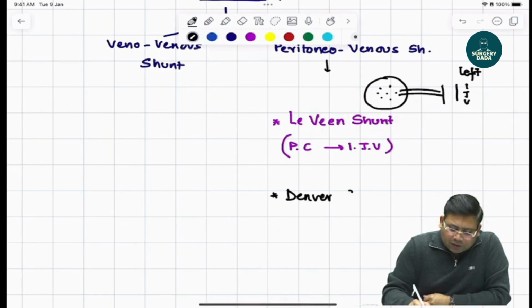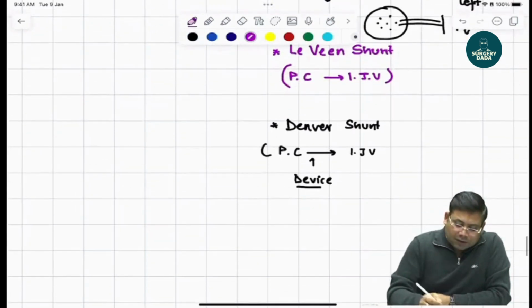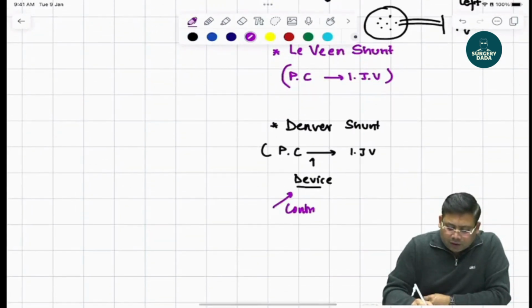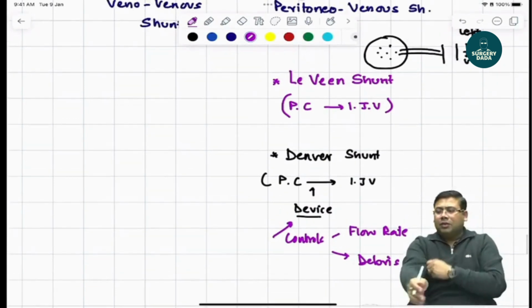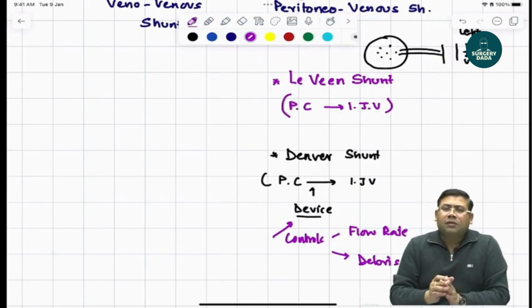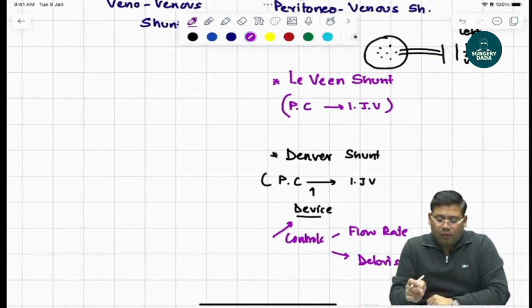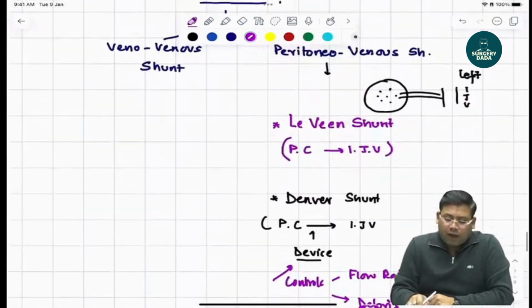So what is a Denver shunt? Denver shunt is a peritoneovenous shunt. So peritoneal cavity to internal jugular vein, and there is a device implanted onto the anterior part of the chest wall. And what is this device? It controls 2 things. It controls the flow rate pressure, one thing. It also controls the debris entering into the system. This is very, very important. So we have a Denver shunt, we have a LeVeen shunt. These are 2 important things.